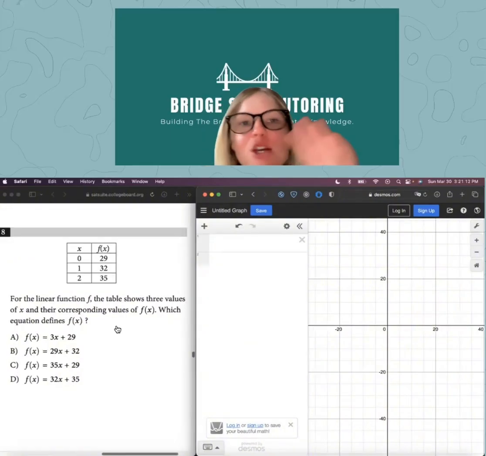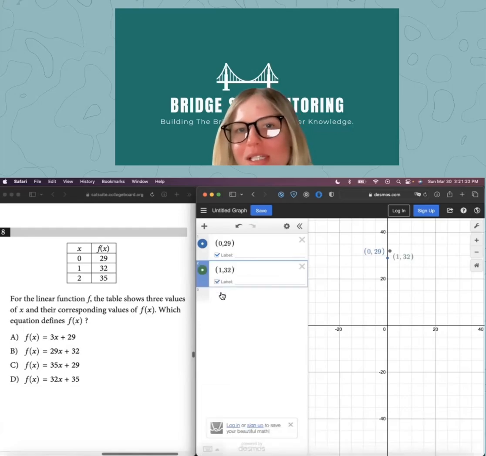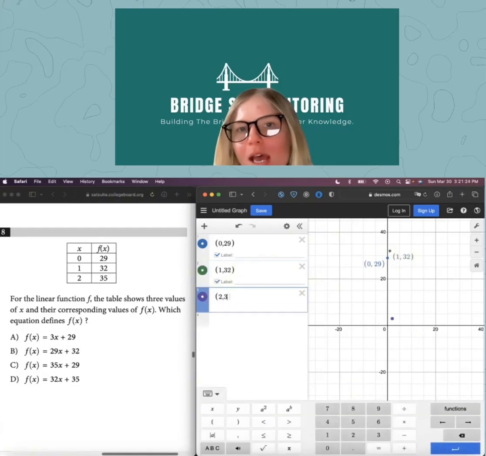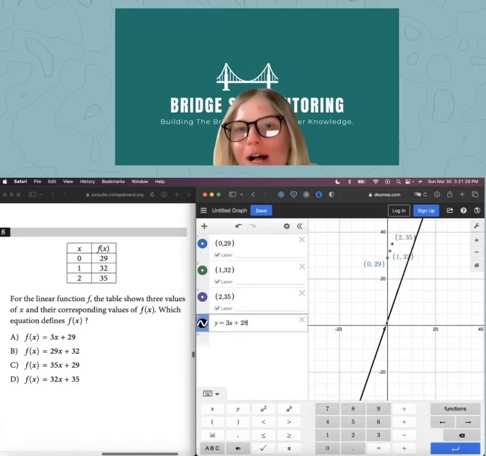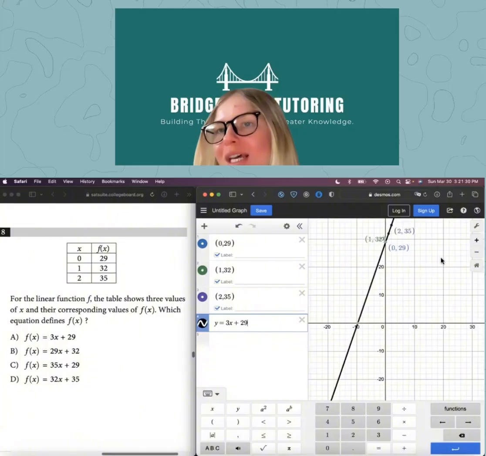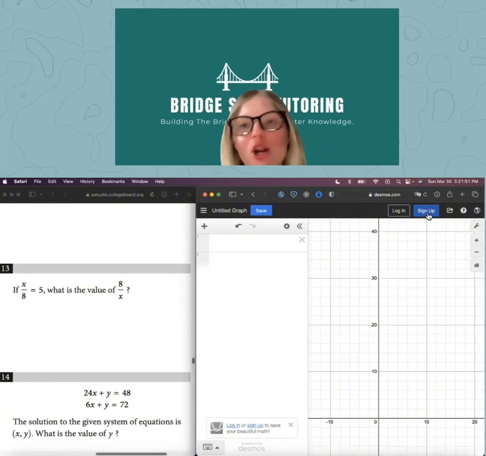Linear equations, graphs, and tables. Which equation defines f of x? You're basically just looking for which equation has these points. Now, I love doing this. Super easy. All you're going to do is plot the points, and you're basically just going to match the points to the graph. Now, the graph has to cross through those points, and look at that. The answer choice is A. Any equation question, variable question, you can go and plug in right away.